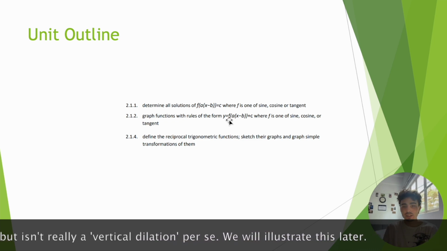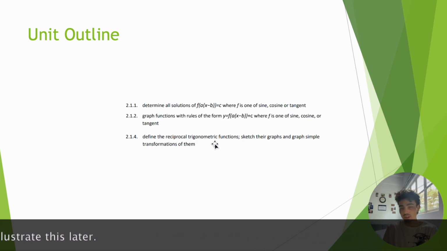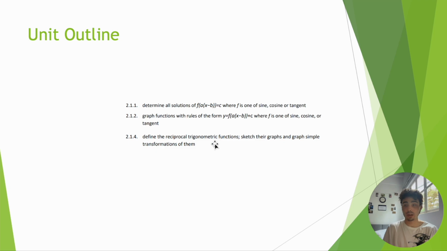Then finally, you're dealing with reciprocal trigonometric functions. So you're going to deal with cosec of an angle, the secant of an angle, and the cotangent of an angle. And those are defined as the reciprocal trigonometric functions of sine, cosine, and tangent, respectively. And then we're going to be graphing them and sketching a couple of simple transformations of them as well. And that'll take us to the end of this video.